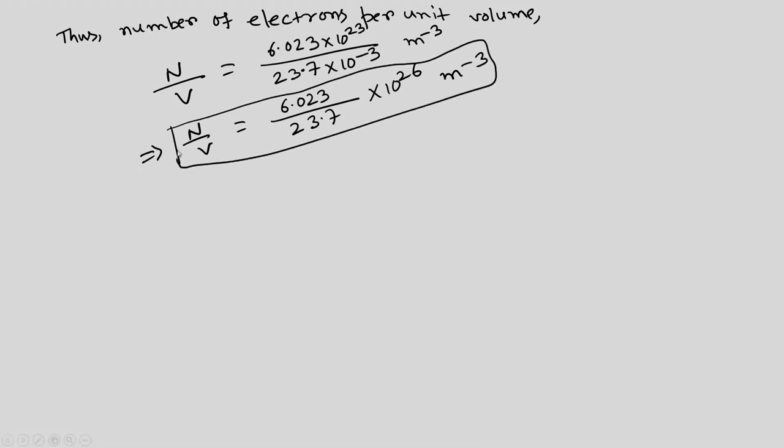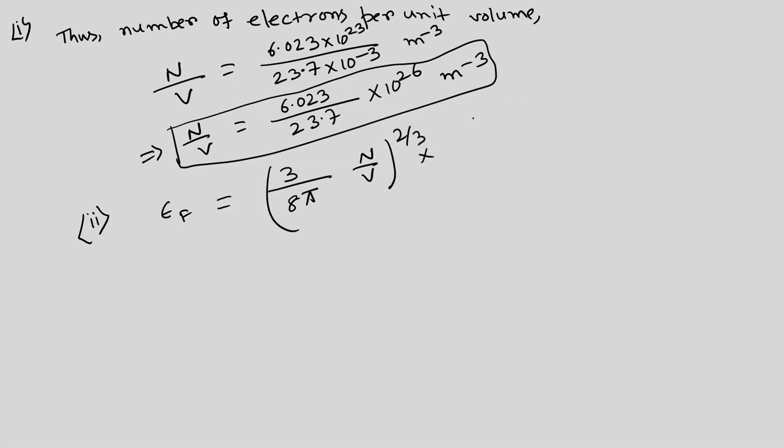Next, we discuss the answer for the second problem. Okay. So, for problem 2, we need to calculate epsilon_F. So, epsilon_F is 3 by 8 pi times (n by V) to the 2 by 3 times h squared by 2m. m here is the mass of electron.